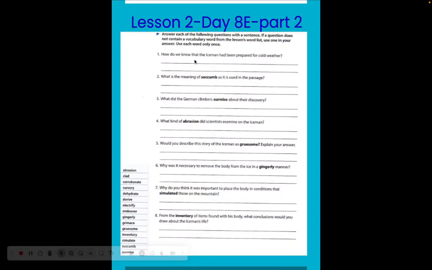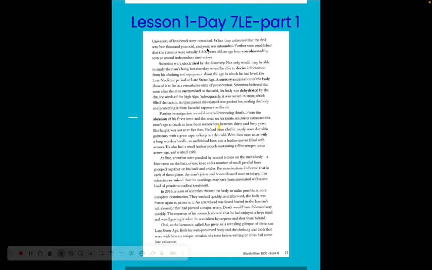So when I think about the text and I remember that it told me how he was dressed and how he was prepared for that weather, I remember that he was wearing deerskin. So I can go back to the text and I can find that part where they talked about how he was dressed. Or I could just try to remember. So if I scroll through here, I kind of remember this section right here. He had been clad in neatly sewn deerskin garments with a grass cape to keep out the cold. And then it talked about all the equipment he had beside him, which might have helped him make fire.